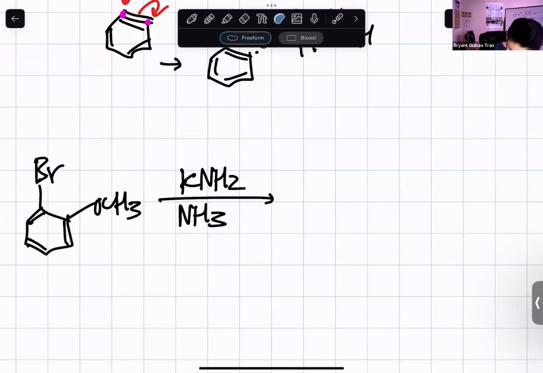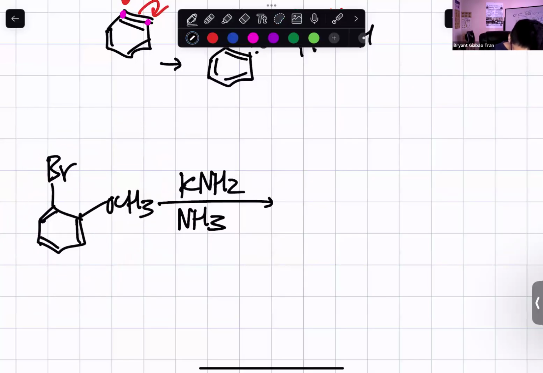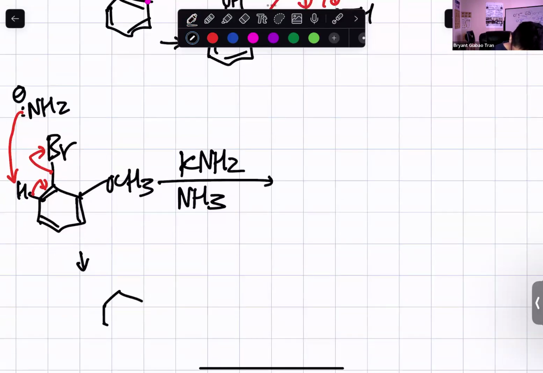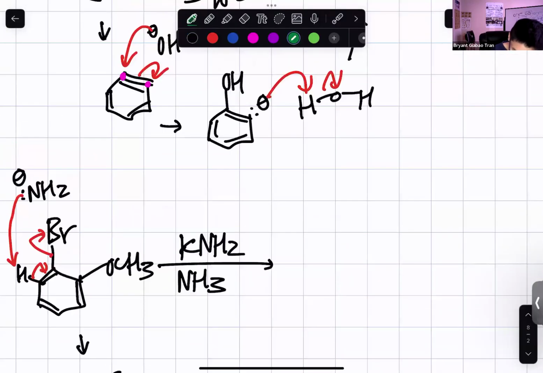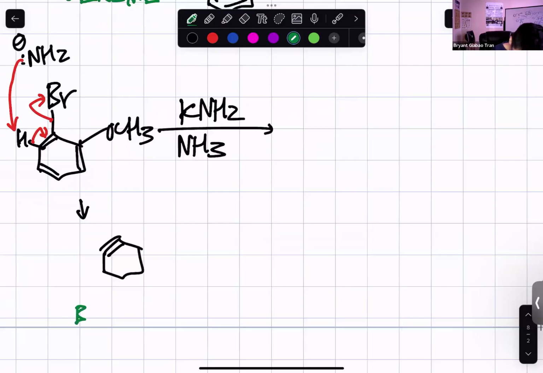The NH2 here is a strong base because this nitrogen is less electronegative than oxygen, meaning that it's more willing to give up its electrons, attack the hydrogen, make a pi bond there, kick out the leaving group, and that's going to give us this alkyne in the benzene ring here, which is called a benzyne. Benzyne, alkyne in the benzene, benzyne.